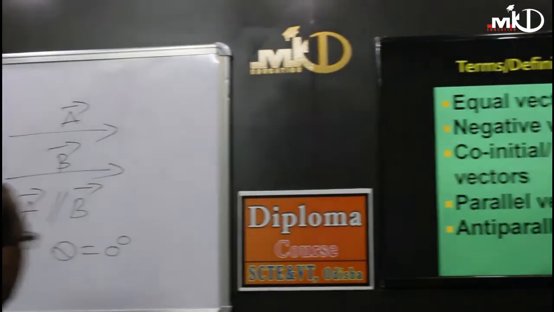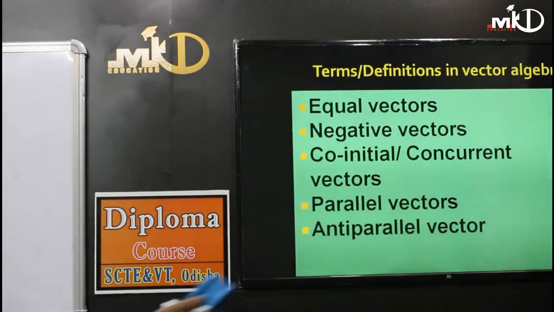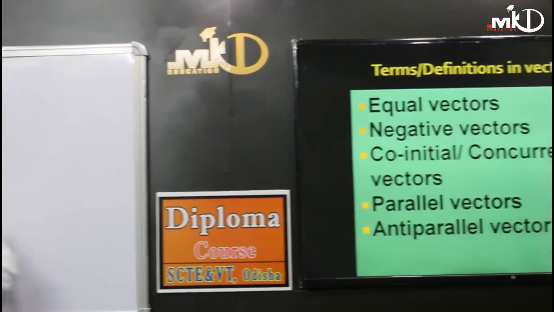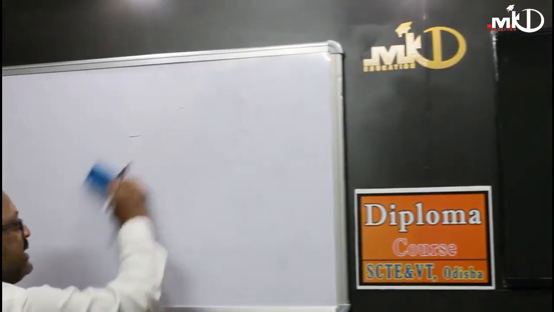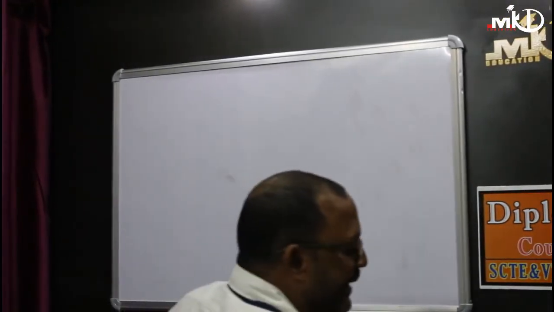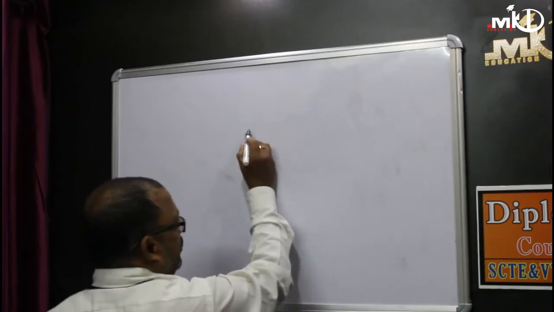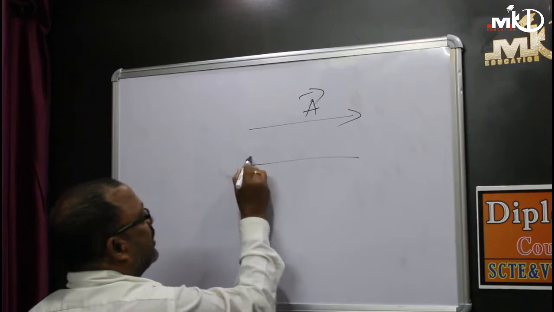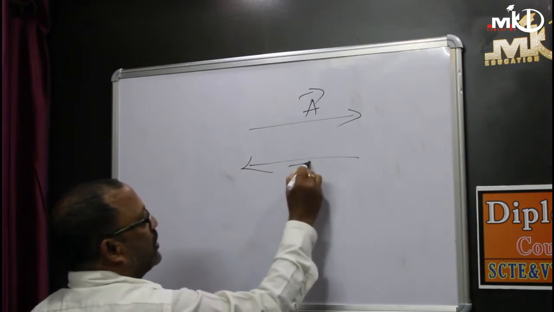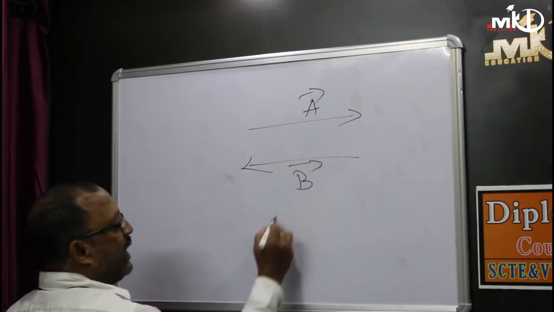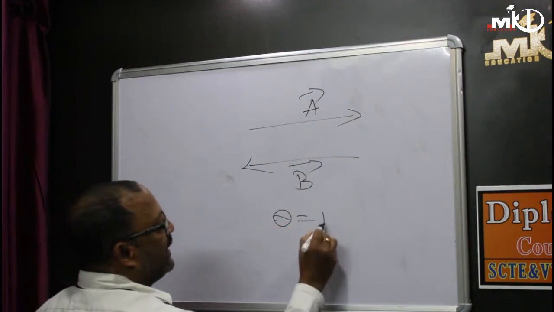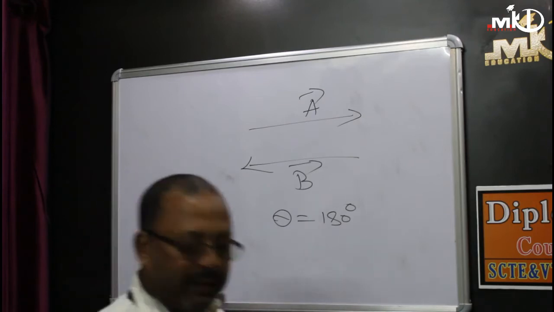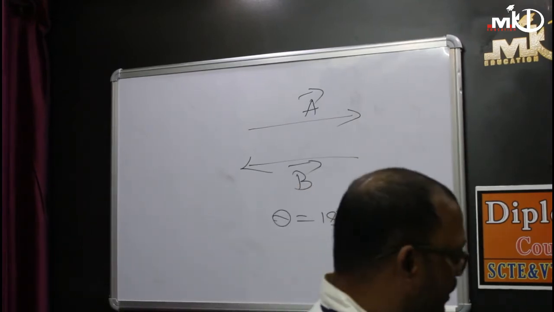Next is the anti-parallel vector. An anti-parallel vector is a vector whose angle is 180 degree, that is, opposite to each other. Suppose this is A vector and another vector is B vector, which is opposite to it. Therefore in this case the angle between them is 180 degree. That is called an anti-parallel vector.